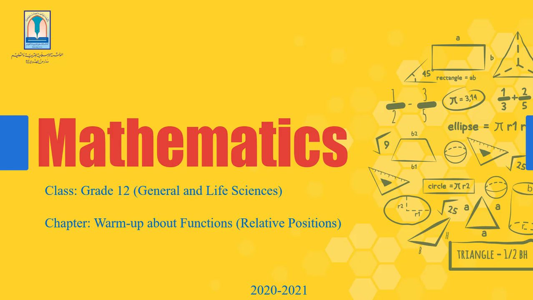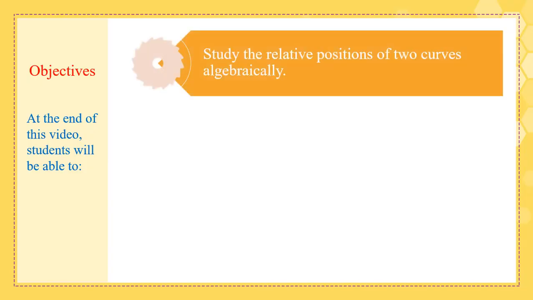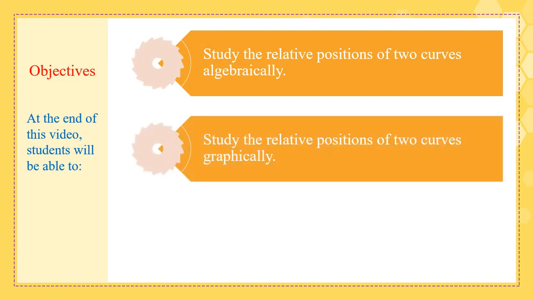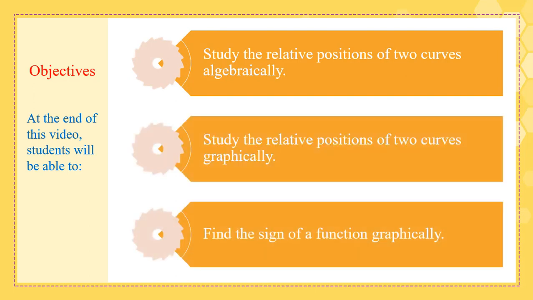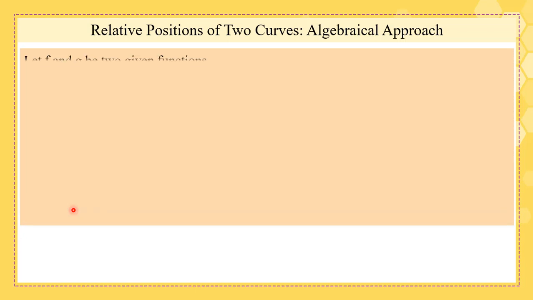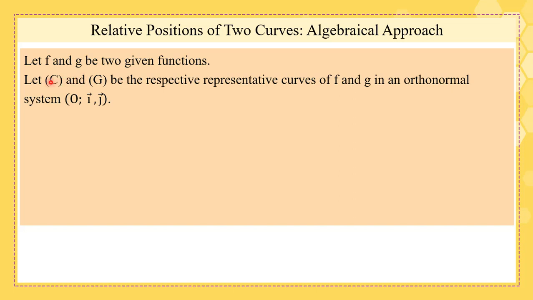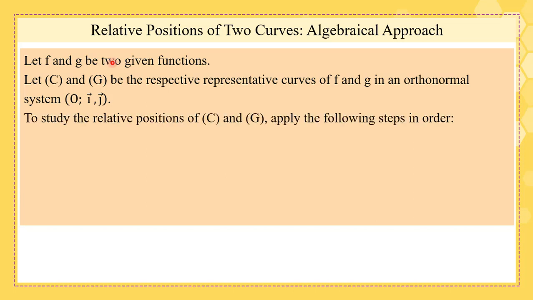Our chapter today is about relative positions. Now f and g are two given functions, and C and G are the representative curves of f and g respectively in an orthonormal system. So C is the representative curve of f and G is the representative curve of g. Now, to study the relative positions of C and G, apply the following steps in order.